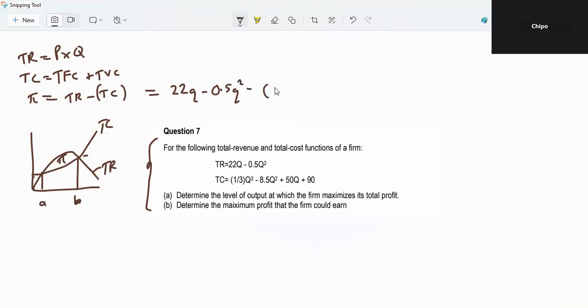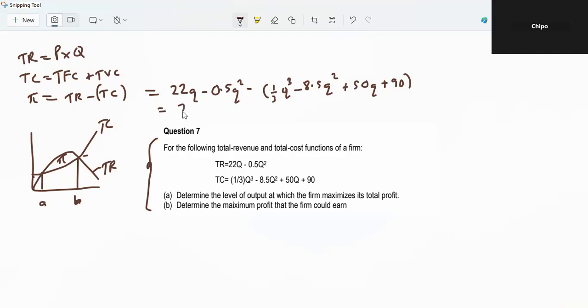Our total cost is what? 1 over 3 Q to the power 3 minus 8.5 Q to the power 2 plus 50 Q plus 90. So the effect of the bracket is that it will negate everything: everything that is negative becomes positive, and everything that is positive becomes negative.